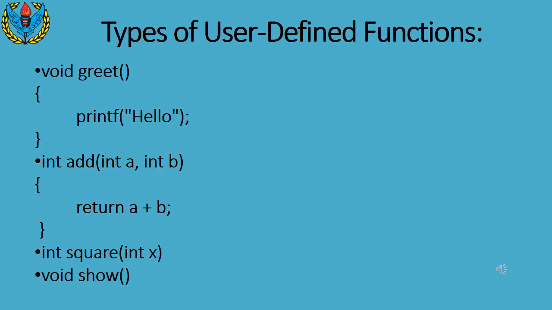Here we have some user defined functions. Void greet only prints hello. Integer add has two numbers and in return gives the sum of these numbers. Integer square has one integer and gives us the square of that number. Void show has no value, so it prints the value which we want to print in this function.